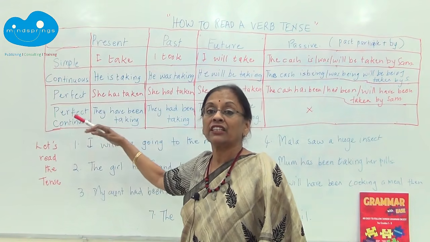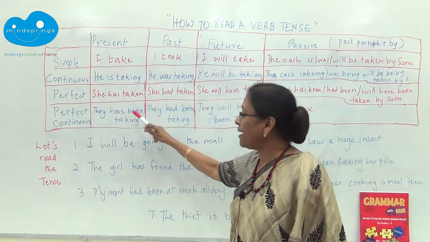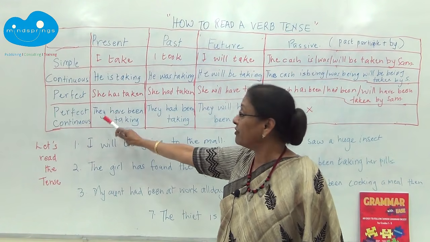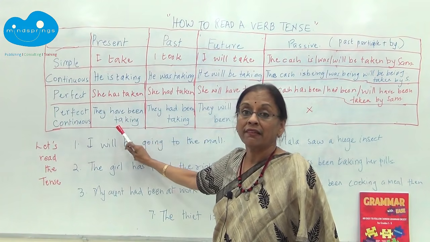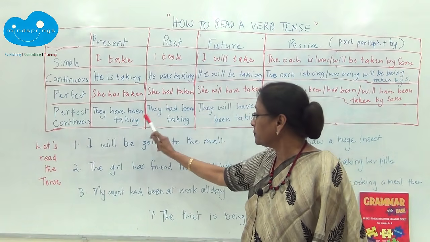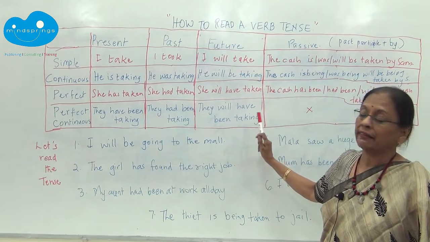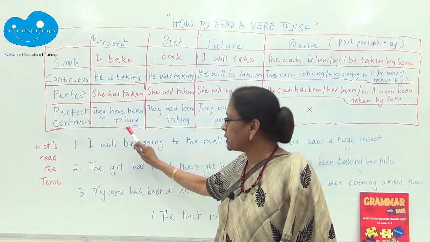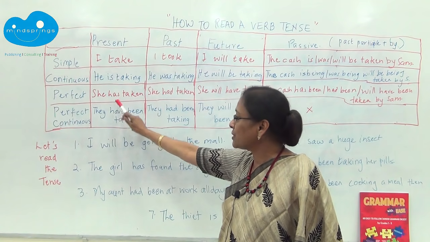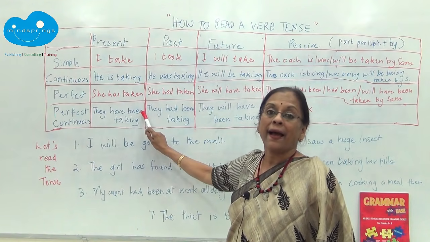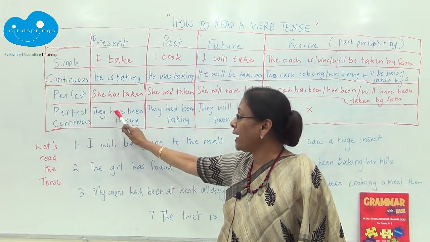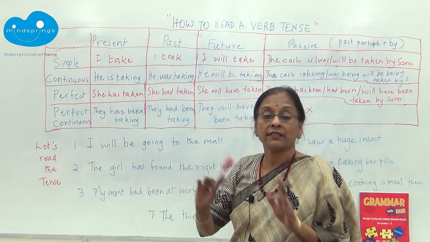Then you have the perfect continuous tenses, have been taking. Because it's they, we have changed it to have. If it was she, it would still be she has been taking. They had been taking, so past there, had been taking, and they will have been taking. What have we done? You've got the continuous here in ing, and you've got the perfect there in has. You've got has taken, that has become has, have been. Why have? Because it's a they. If it was she, it would be she has been taking. That's only the subject verb agreement.